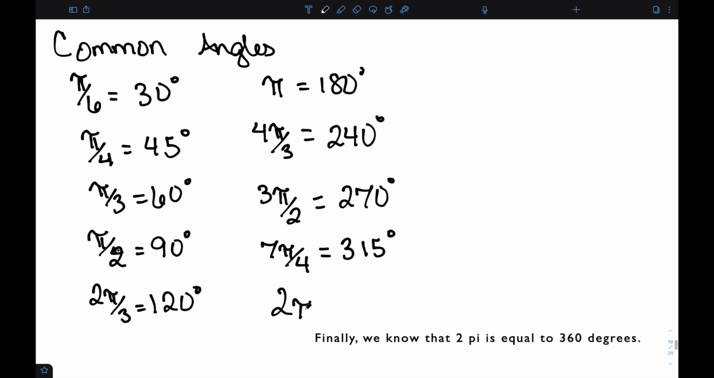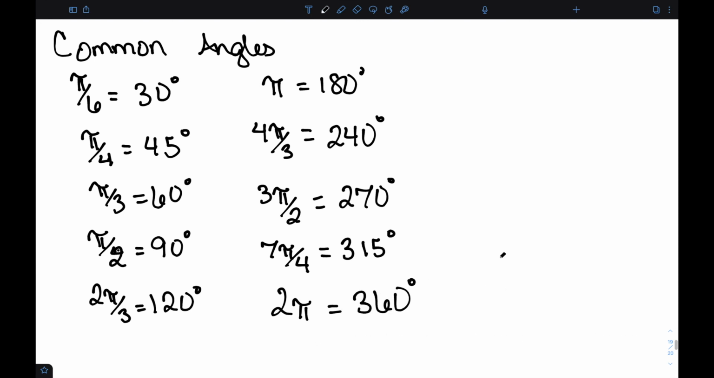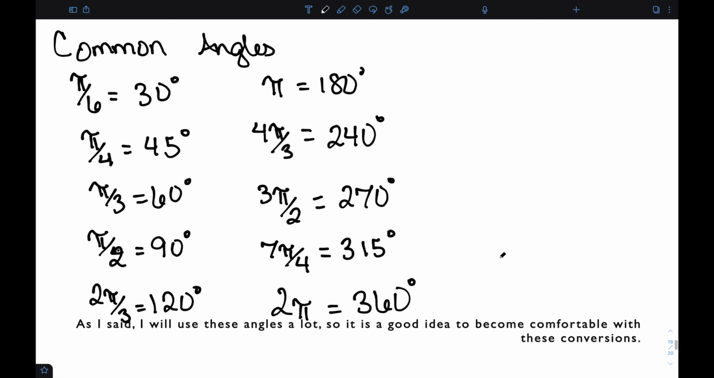And finally, we know that 2 pi is equal to 360 degrees. As I said, I'll use these angles a lot, so it's a good idea to become comfortable with these conversions.